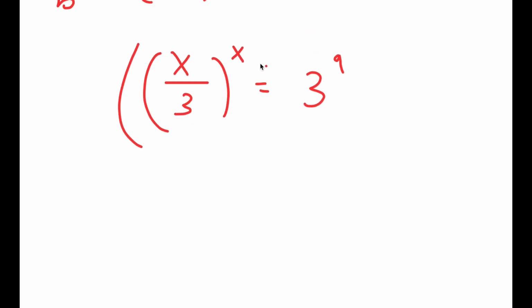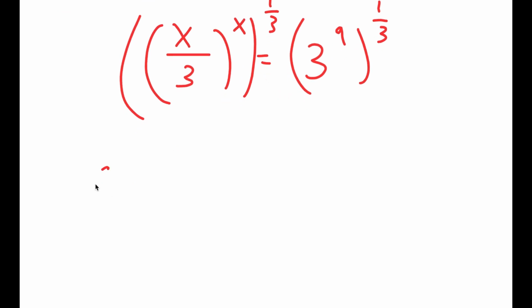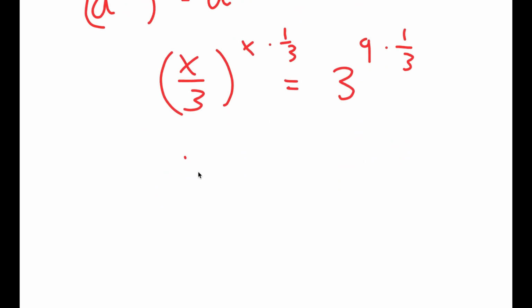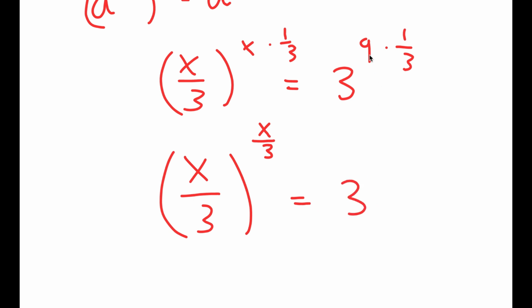Now I'm going to take the power of 1 over 3 on both sides. And if I have something in the form (a^m)^n, this is equal to a^(m times n). So now I get (x over 3)^(x times 1/3) is equal to 3^(9 times 1/3). So now I get (x over 3)^(x/3) is equal to 3^(9 times 1/3), which is simply just 3.